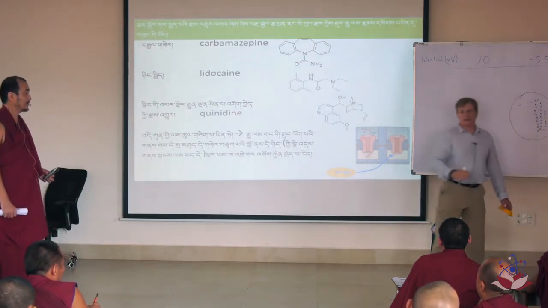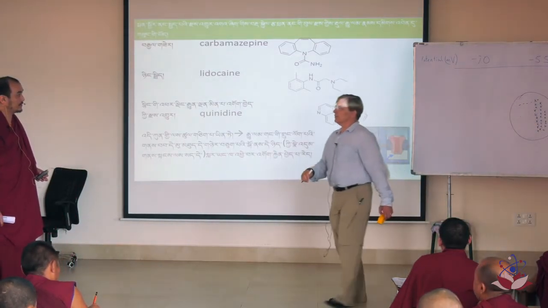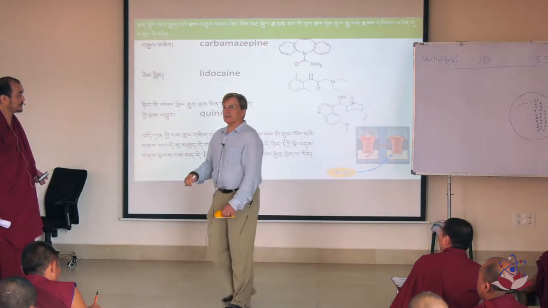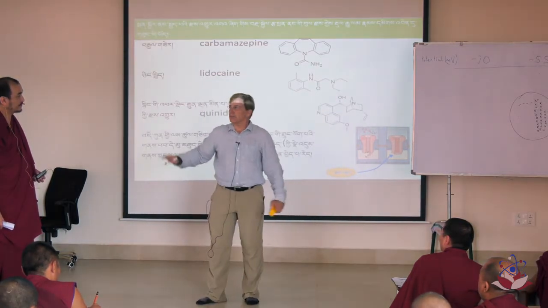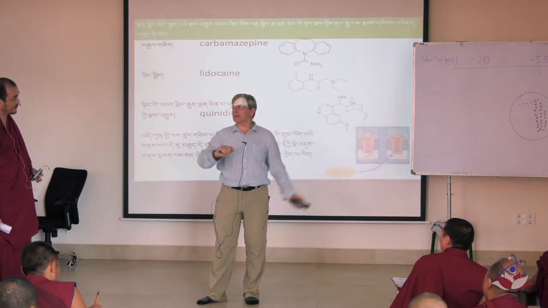So how many monks in Mundgod? About 10,000. So 10,000 monks, 5,000 sodium, 5,000 potassium.